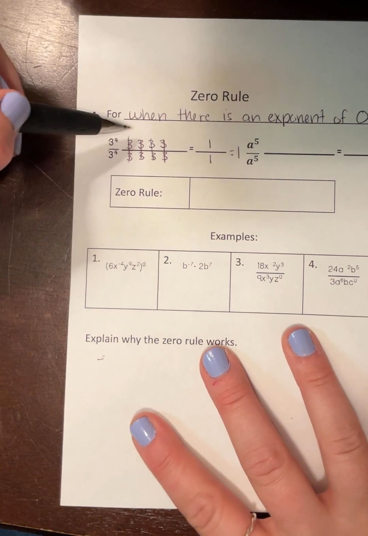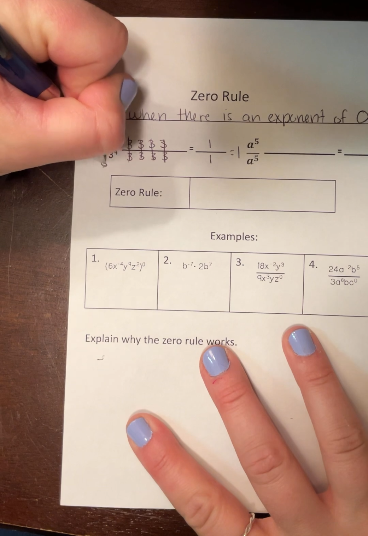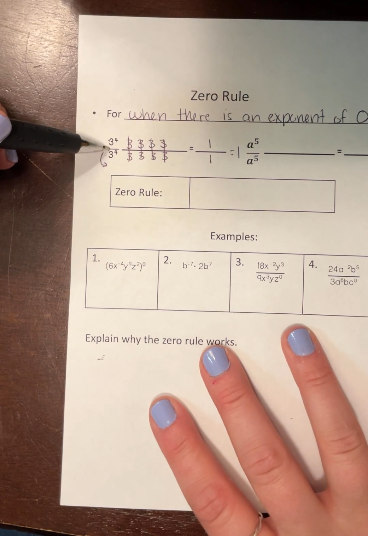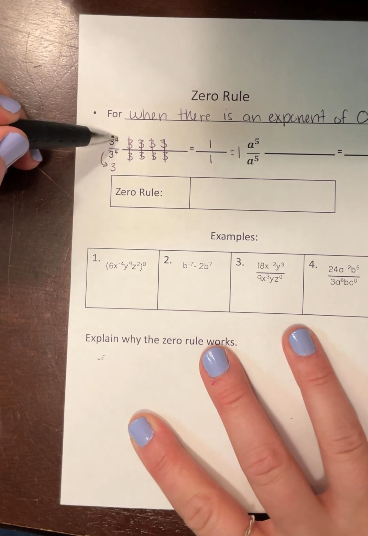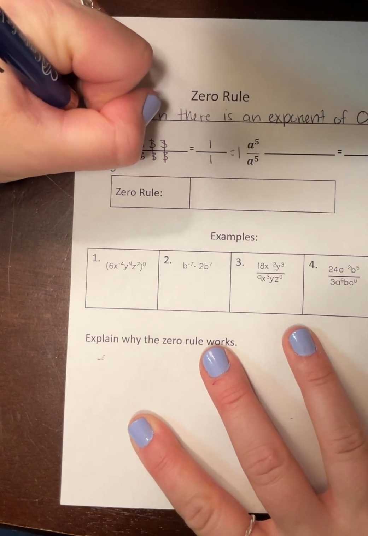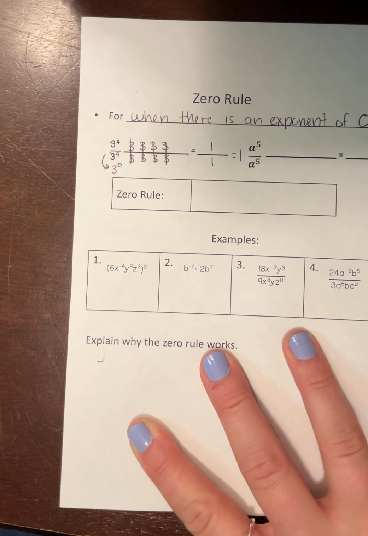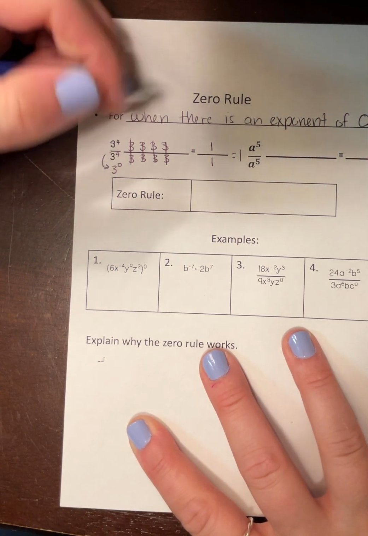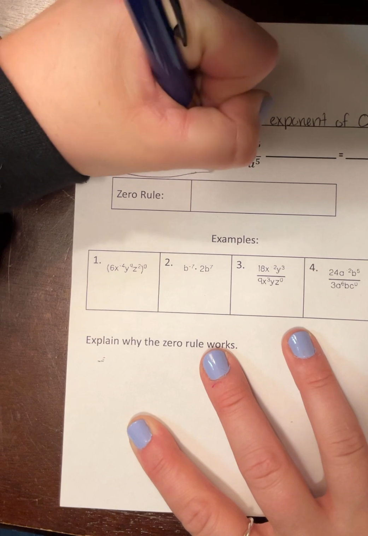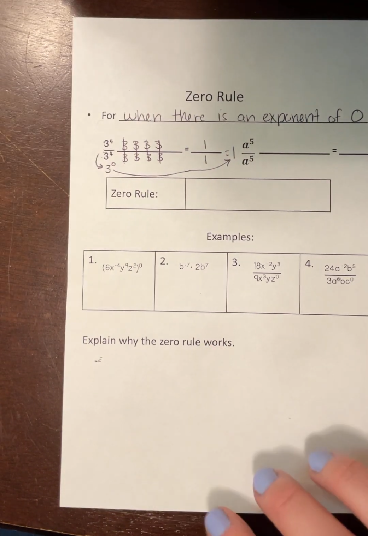Well, where's the 0 here? Well, remember, if we had done the quotient rule like we just learned, right? When you're dividing, same bases, keep the base, and subtract those exponents. 4 minus 4 will be an exponent of 0, right? Well, this proves that when you have an exponent of 0, it really just equals 1.